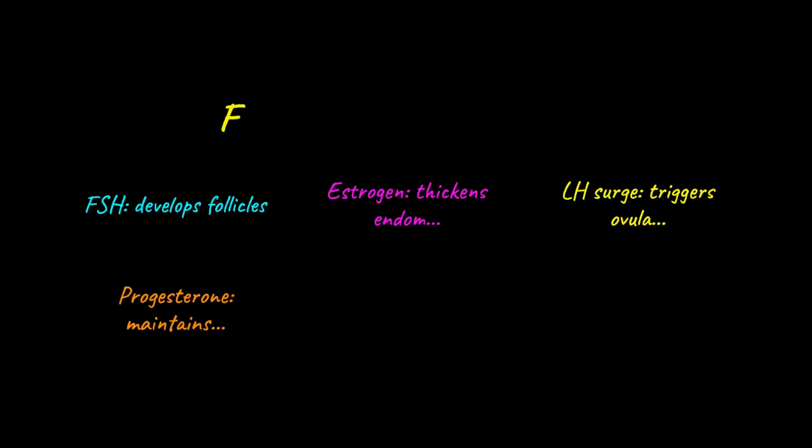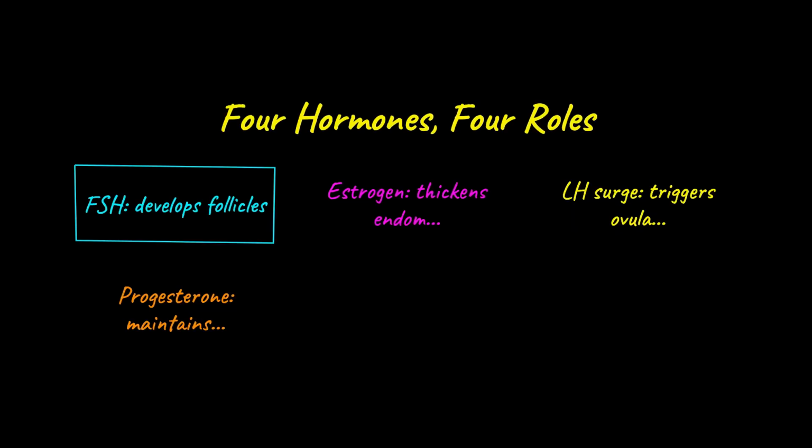The cycle is divided into 3 phases: the follicular phase, ovulation, and the luteal phase. The follicular phase is driven by FSH, which stimulates ovarian follicles to develop, while the dominant follicle produces rising estrogen that thickens the uterine lining. 4 hormones divide the work. FSH develops follicles early in the cycle.